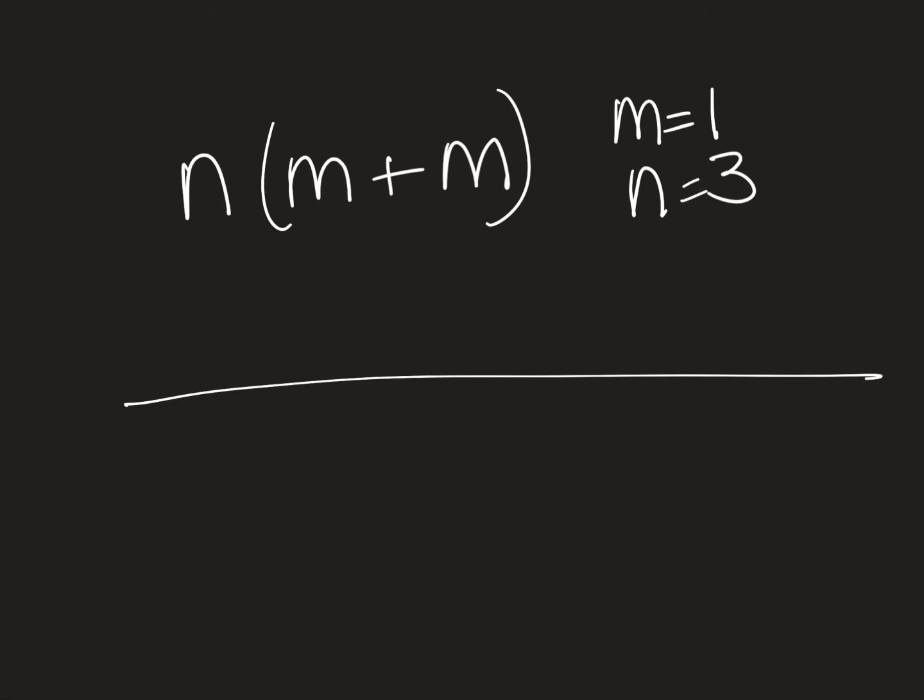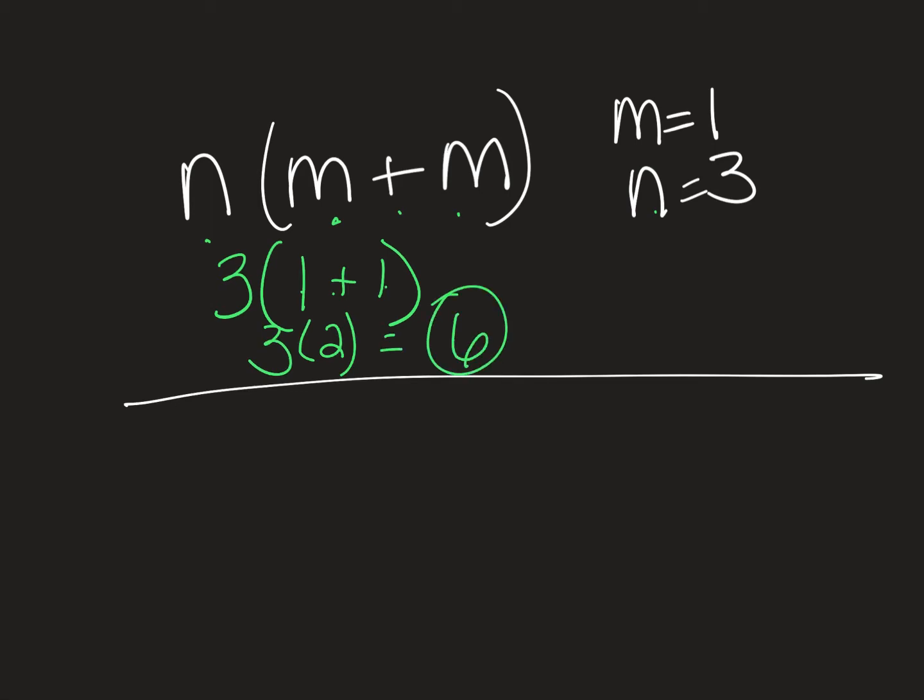Let's do another one. So you have n times m plus m. Okay, so we're going to substitute. The value of n is 3, m is 1 plus 1. So you're going to solve what's on the inside first. 1 plus 1 is 2 times 3, and your answer is 6.